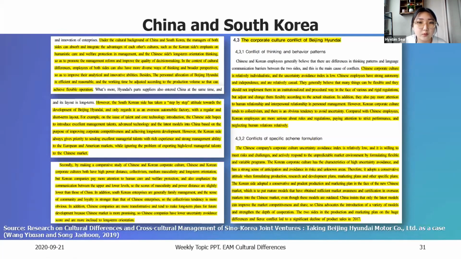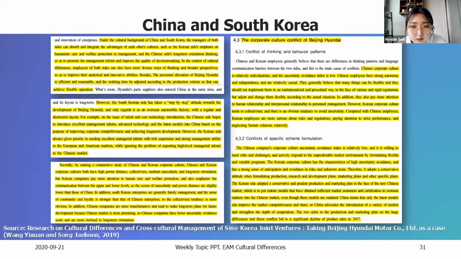Before reading this journal, I thought that maybe China would be more conservative when it comes to uncertainty avoidance. However, it seems like China has a much more diverse and much larger business environment. So they are used to uncertainty. So they're less afraid of uncertainty. And however, South Korea tries to focus on the details so that they can minimize the uncertainty.